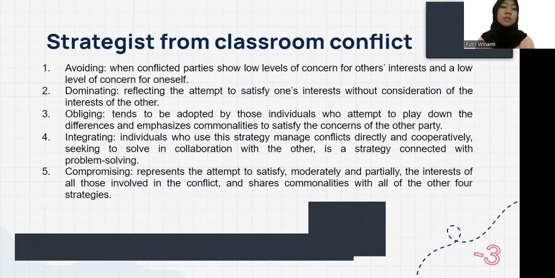The next is obliging. It tends to be adopted by those individuals who attempt to play down the differences and emphasize commonalities to satisfy the concerns of the other party. It represents a conflict management strategy where the cooperation is high and assertiveness is low.